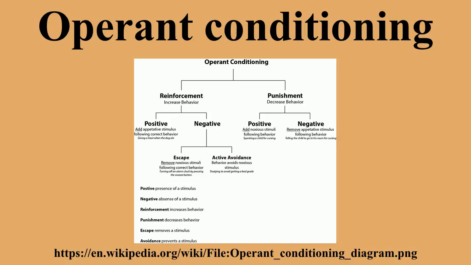There is an additional procedure. Extinction occurs when a previously reinforced behavior is no longer reinforced with either positive or negative reinforcement. During extinction, the behavior becomes less probable. Thus, there are a total of 5 basic consequences.